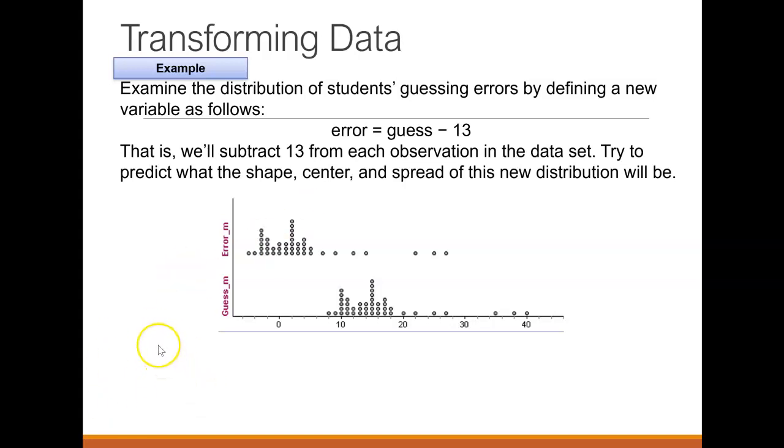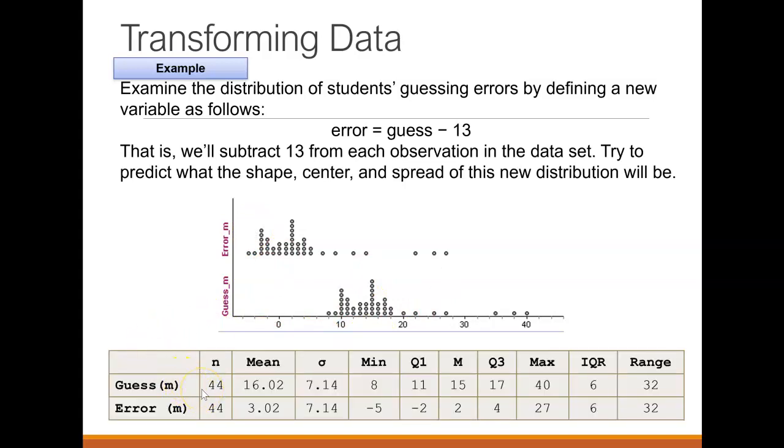So if we actually ran the statistics on this, let's say we actually took the data points here and did the actual calculations. Of the 44 data points, in the original guess, the mean was 16.02. In the new distribution, the error, after we perform the shift, the mean is now 3.02. What do you notice? They subtracted 13, right? The standard deviation was the same, 7.14 for each. Not surprising, right? Dispersion doesn't change when we have just a linear shift like that.